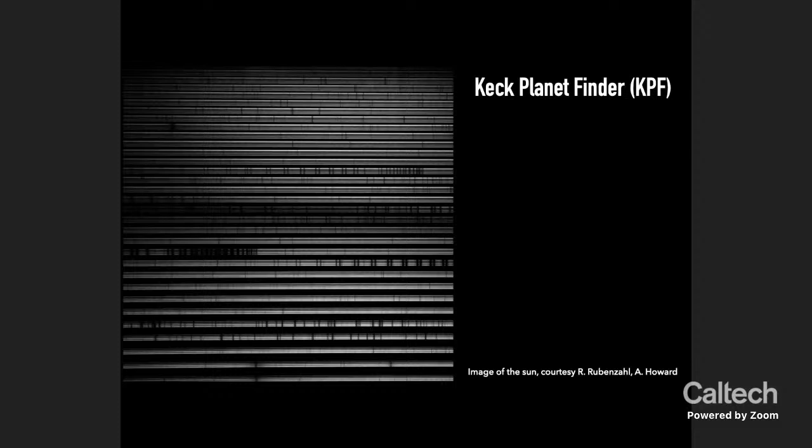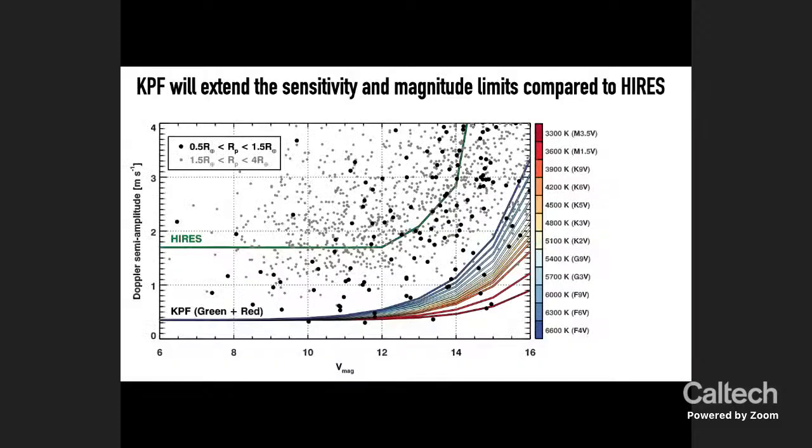So this is the sun. You can see some of these dark bands here are the telluric lines of Earth's atmosphere, the first detection of an Earth-like atmosphere. But this is really an incredible tool. KPF will extend the sensitivity and magnitude limits compared to HIRES.